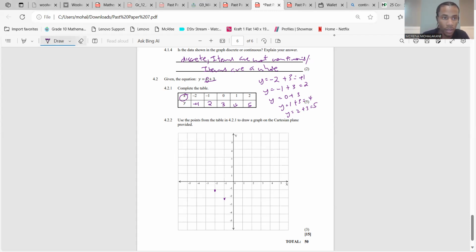And then it means that you have -2 and +1. So you have -1 and +2. You have 0 and 3, then you have 1, 4, then 2 and 5. Okay, there's the straight line. There's the straight line. Yes. So that's what you've sketched in 4 marks.